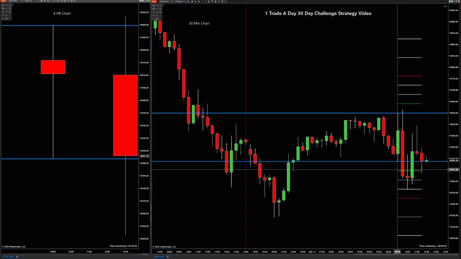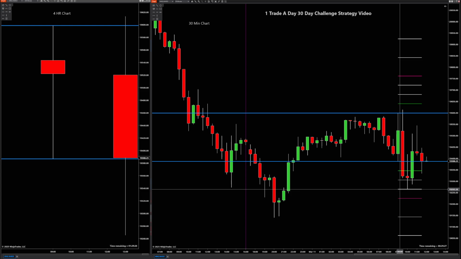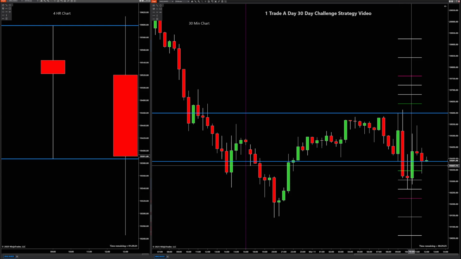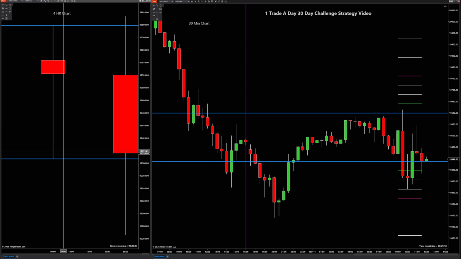So now I'm looking for a trade at the green, which I got, a trade at the second deviation, which I got, and a trade at the third deviation, which I also entered. So now I'm looking for price to reverse, which it does, into my blue line here, which is the previous 4-hour candle low, which should be a resistance point.